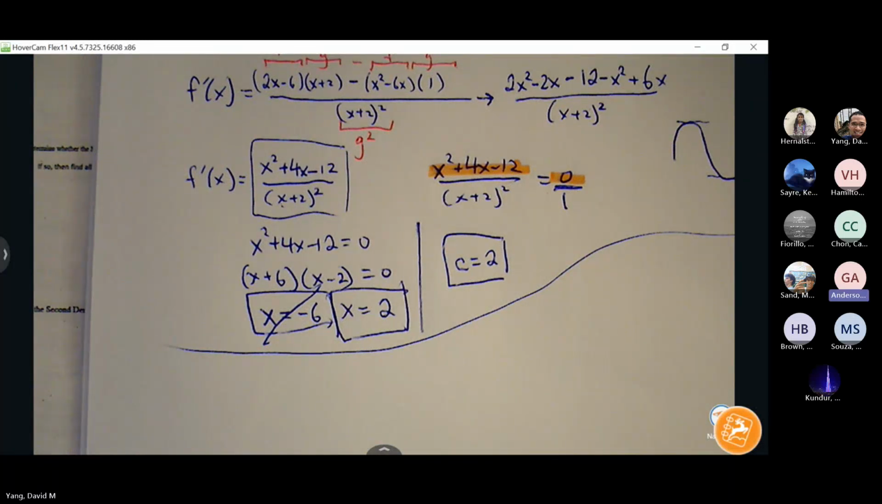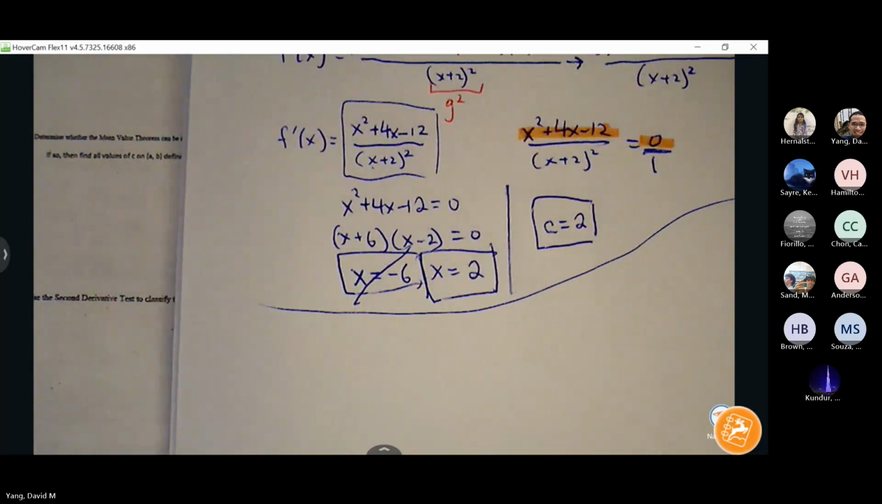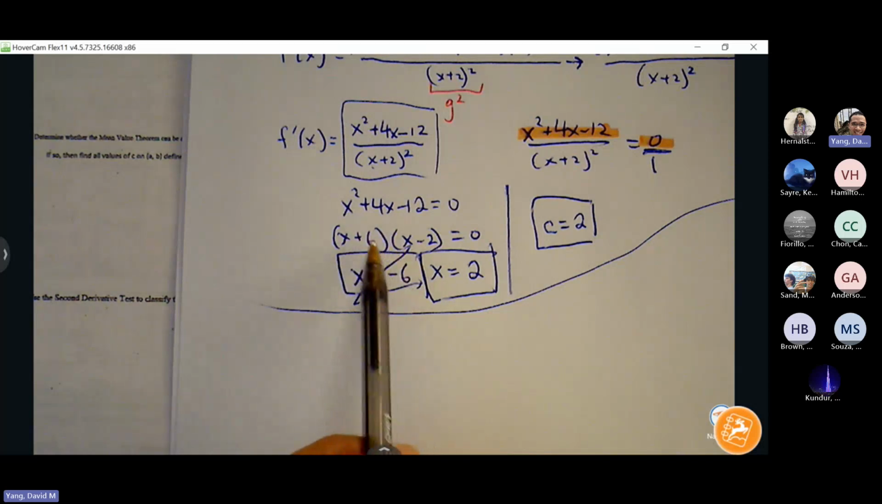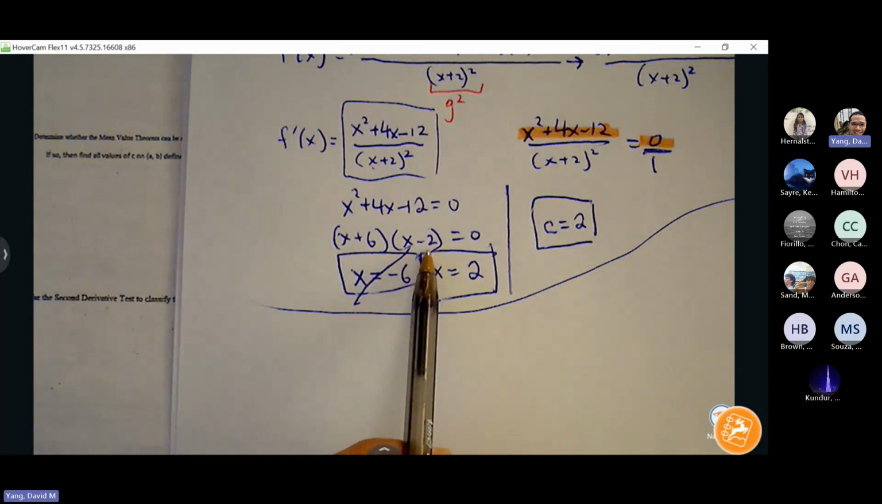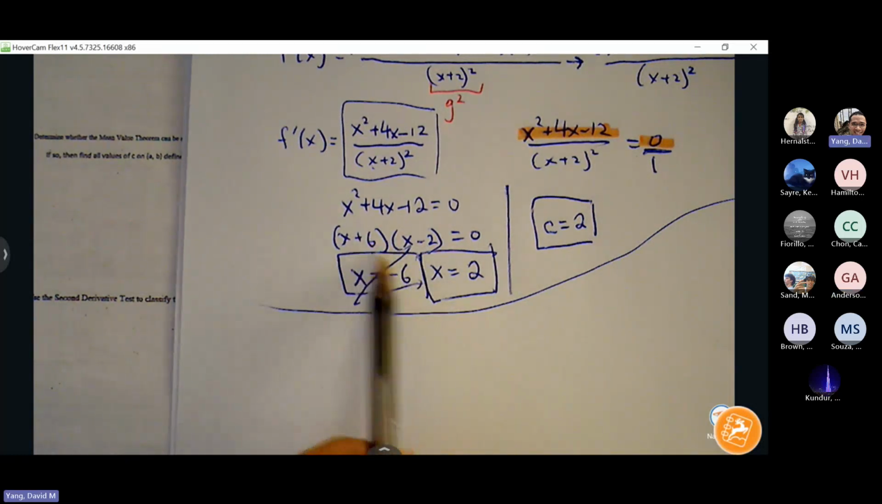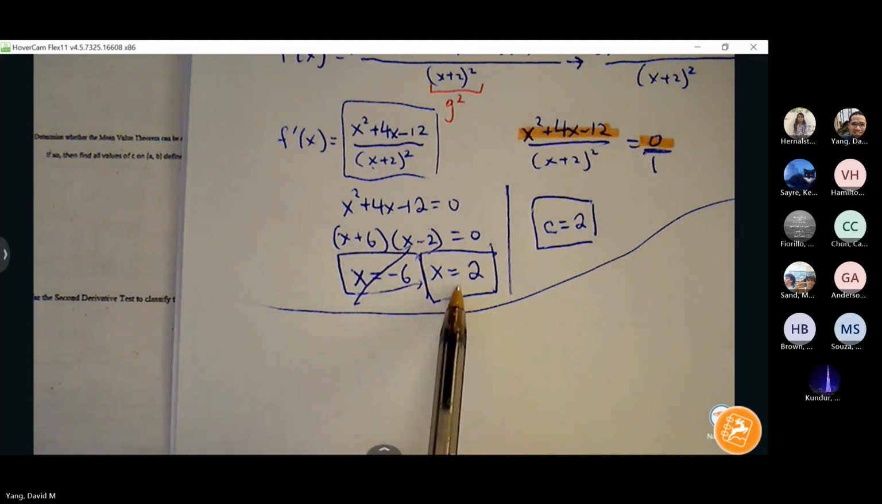Wouldn't it be +6, -2, since it's positive 4x? Well, when I factor, is it not true that I get an x plus 6 and x minus 2? Oh, wait, yeah, never mind. Yeah, so my factors are x plus 6, x minus 2, but when I solve, I'm going to have to change the signs.